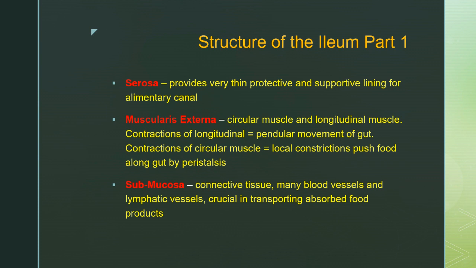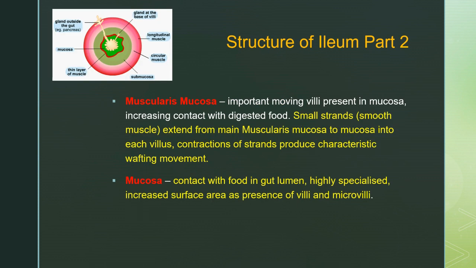Then you have your submucosa, so just below the mucosa. This is connective tissue, which has many blood vessels and lymphatic vessels. This is very crucial in transporting your absorbed food products. So, moving on to part 2, you'll see the wee diagram up there.